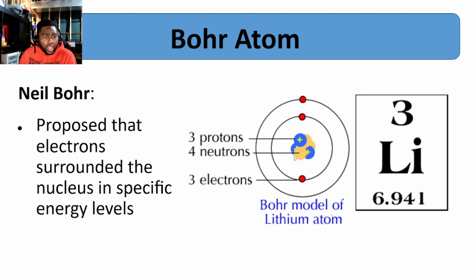And then right here, we have 3 protons, so we know we're dealing with lithium. And then we have 4 neutrons, so 3 plus 4, they each have a respective atomic mass of 1, so we're looking at about 7 as an atomic mass, which is 6.941.